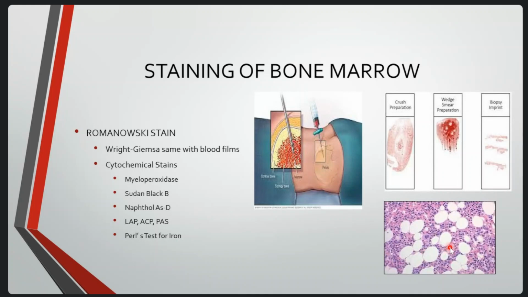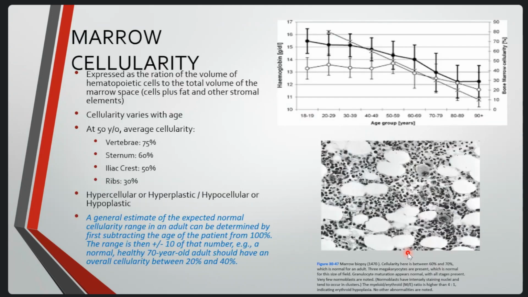This is what it looks like under the microscope. So we can assess the cellularity of the bone marrow together with the fat globules. The marrow cellularity is expressed as the ratio of the volume of the hematopoietic cells to the volume of the marrow space, so the fat versus the stromal elements. That cellularity varies with age.